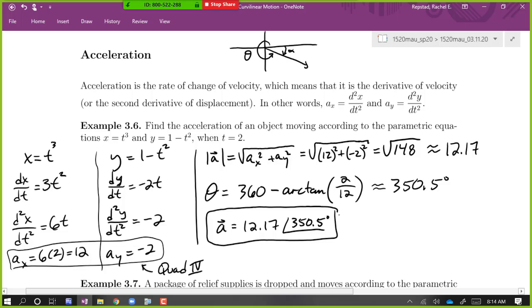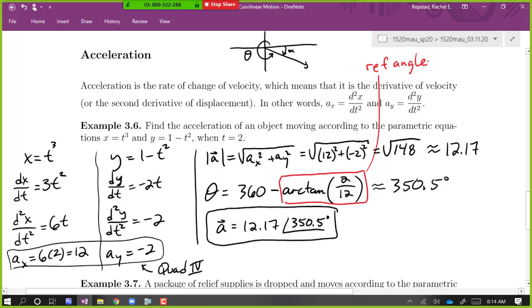Questions on this example before we do one more? Here, arctan, why did you not use a negative 2? Because what this gives us here is the reference angle alpha, or theta ref, I think is what I called it in the notes before. But I'll just say the reference angle, which is always an acute angle.